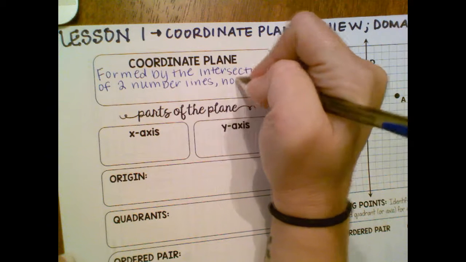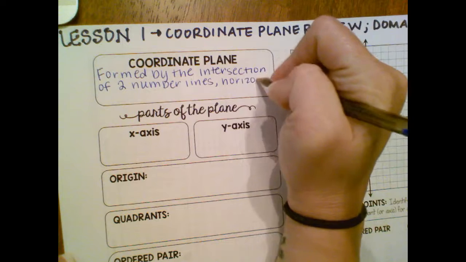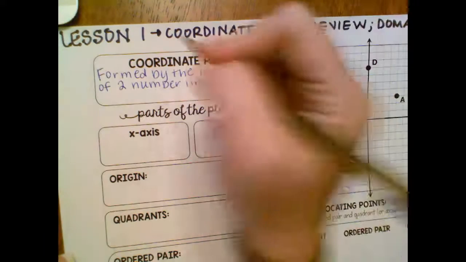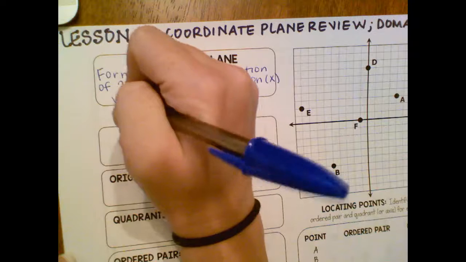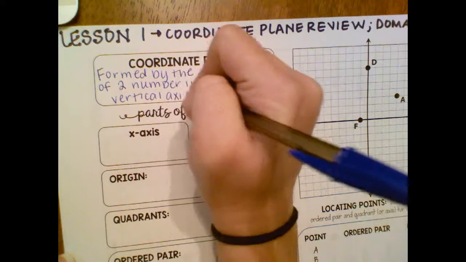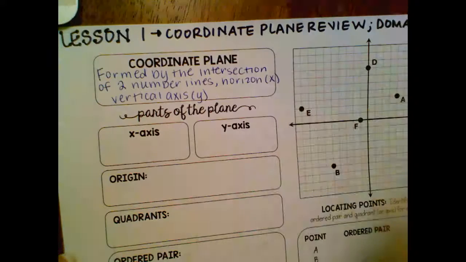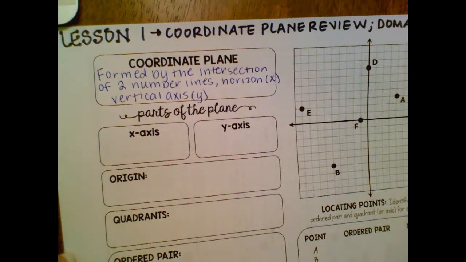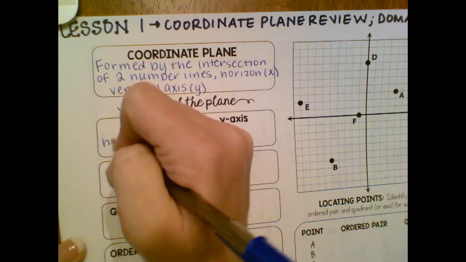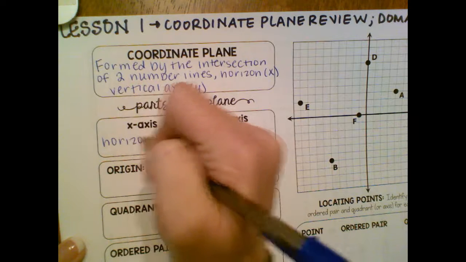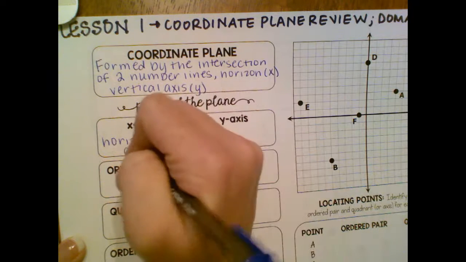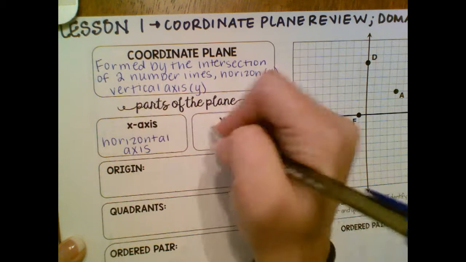The horizontal axis is my x-axis, and my vertical axis is my y-axis. So again, x-axis is the horizontal, y-axis is my vertical.